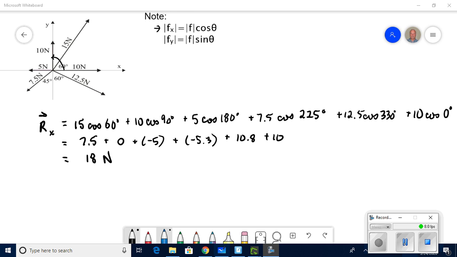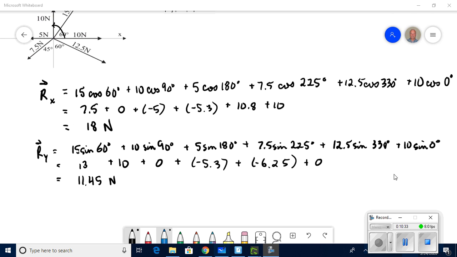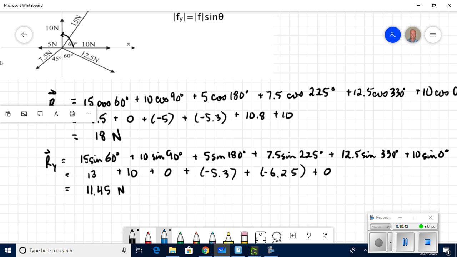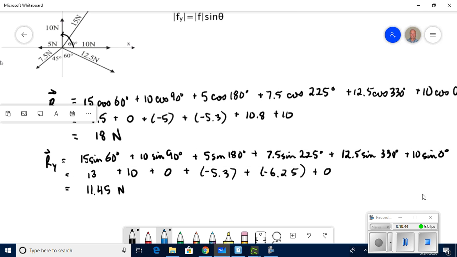So the corresponding force vectors for all my y components, my individual string of the system here, first one is sine of 60, multiplied by 15.